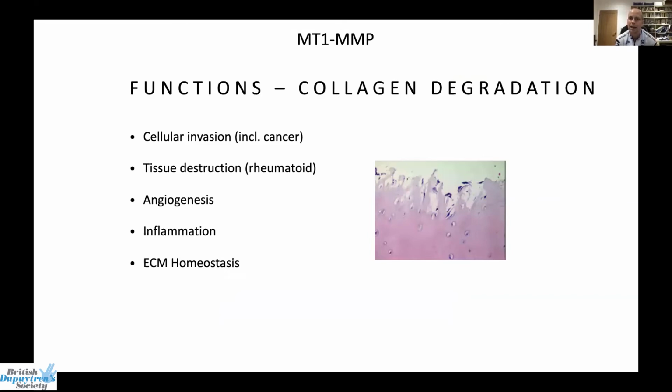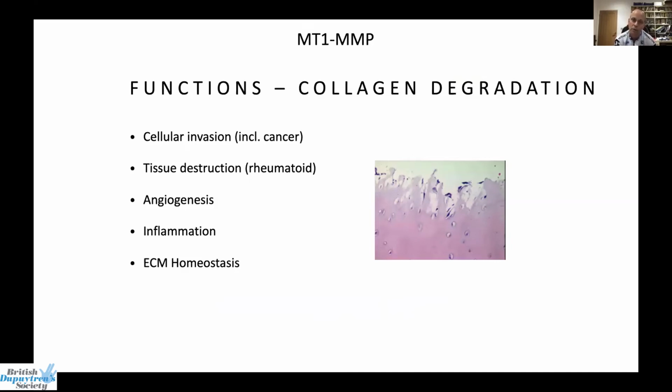Its main function in the body, it's probably the main gene in the body which deals with collagen degradation. And it's really important in a massive variety of different conditions. So for example, in cancer, when you have a primary cancer, in order for that cancer to spread around the body, it needs to degrade the collagen that's in the tissues in order to get out and into the bloodstream and go around the body. And that process is dependent on MMP14.